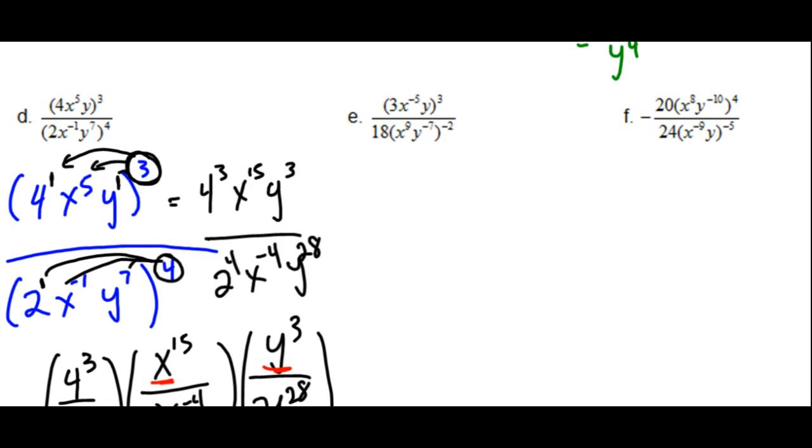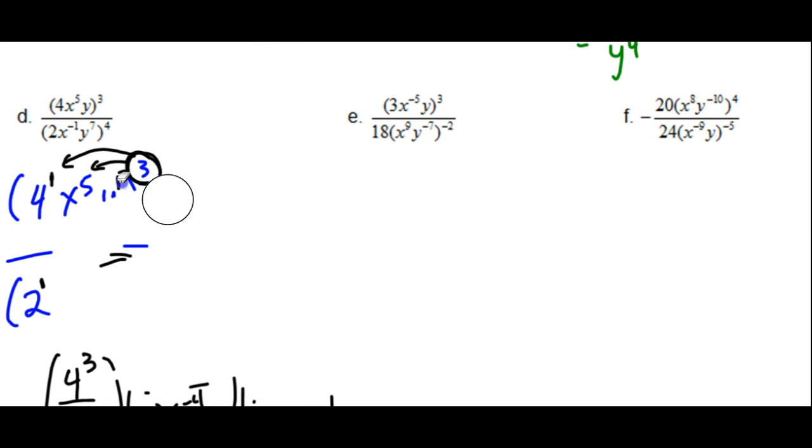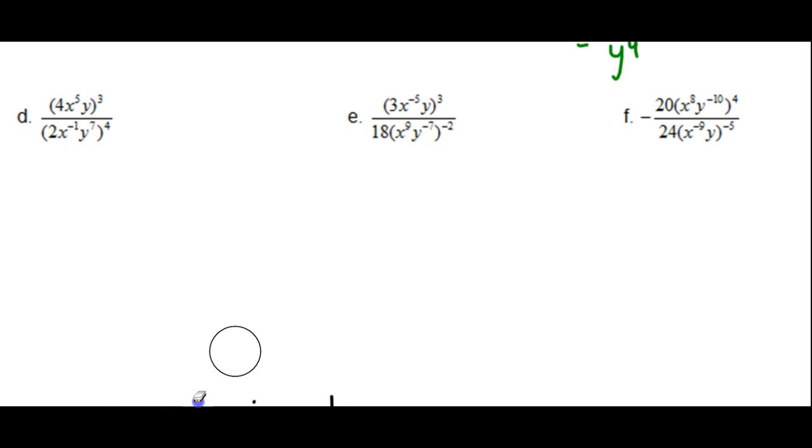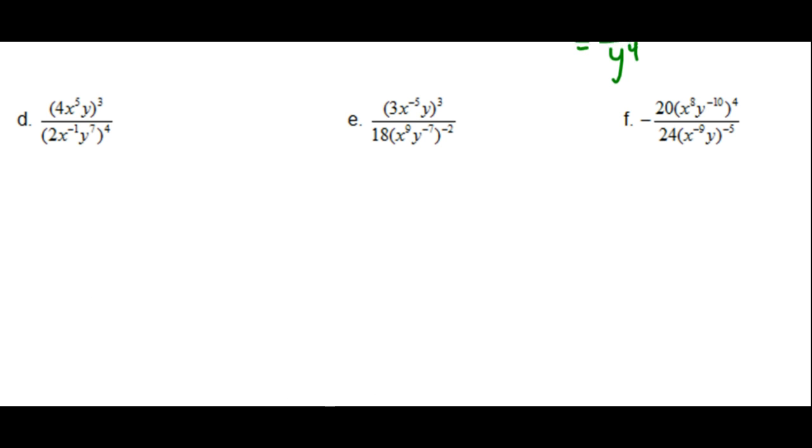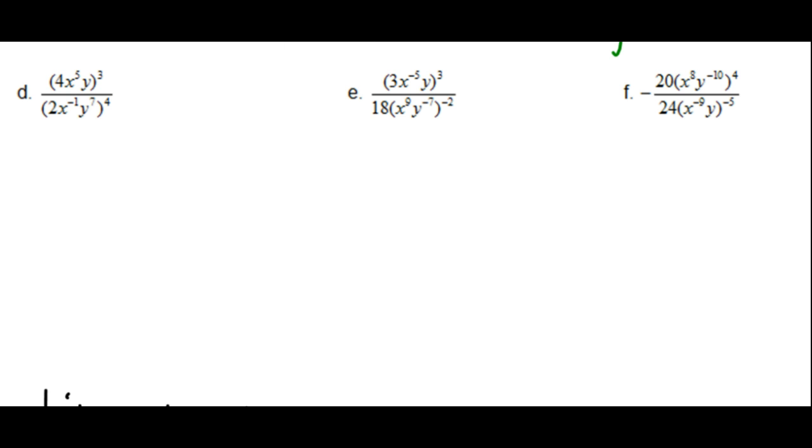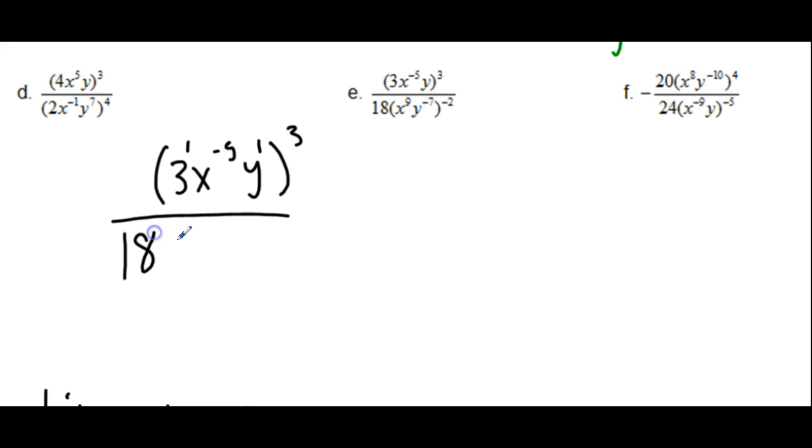Alright, so for the next one, I'm going to erase some of these just so I have more room. We have 3x to the negative 5, y all raised to the 3rd. So that first one, I'm just going to rewrite 3x to the negative 5, y raised to the 3rd. Exponent here is a 1, exponent here is a 1. Again, they don't write it, but you know it. Next, 18, x to the 9th, y to the negative 7th, all raised to the negative 2.